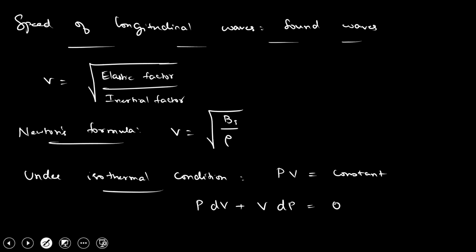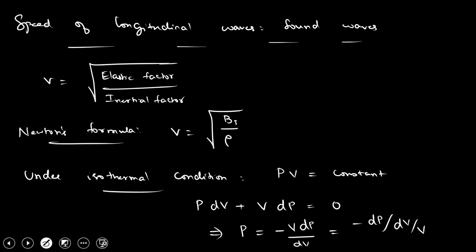This we have seen in thermodynamics. PdV plus VdP is equal to 0. So which implies P will be equal to minus VdP divided by dV. An important point to be noted. This is going to be minus dP divided by dV by V. So negative of applied pressure divided by the change in volume per unit volume.